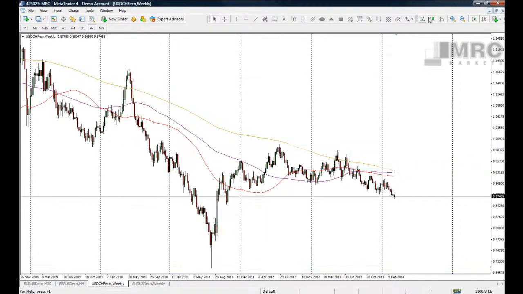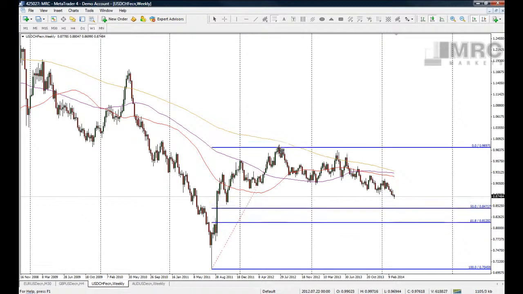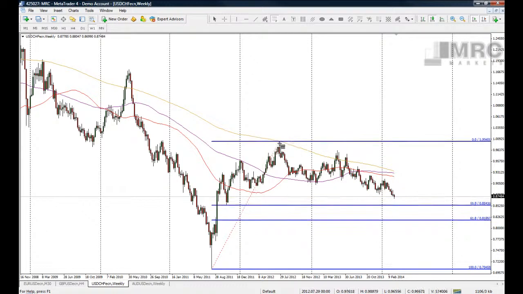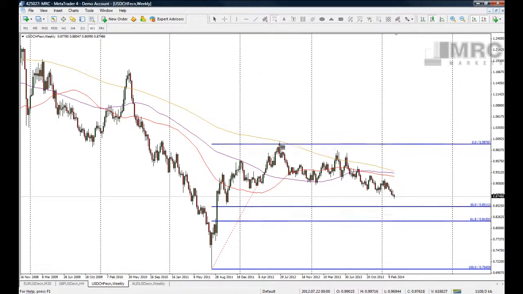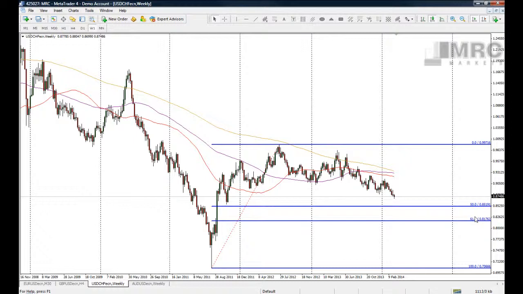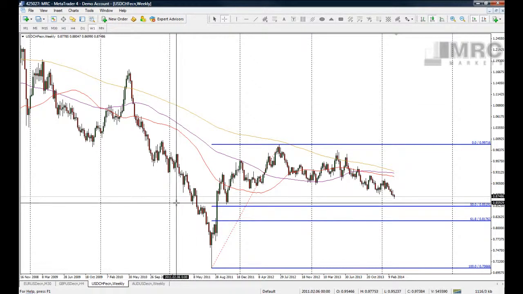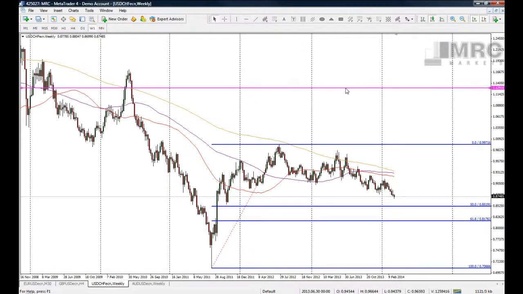So yeah, the counter move is from that swing, the 2011 swing low, the low of the year, to the high of the year in 2012. So the 50% comes in at 0.8519. Of course we're still a long way away from that, but it's definitely good to keep it in mind. And then the other level I'd keep an eye out for is the 0.86 level.